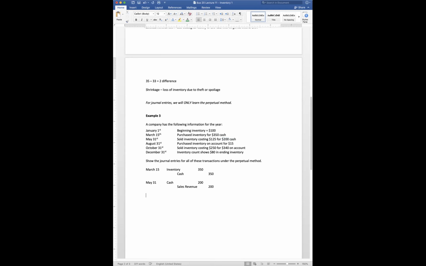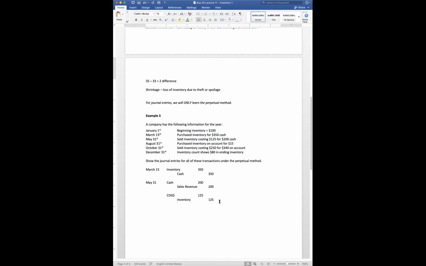Now, in addition to this, we need a second entry to deal with the inventory part, because the inventory has gone away. So we are going to have a credit, or a decrease, to inventory for $125. It's cost. Now, selling inventory, decreasing it like this, is using it, because its purpose is to be sold. So we've used the inventory. That means we need an expense, which is cost of goods sold.